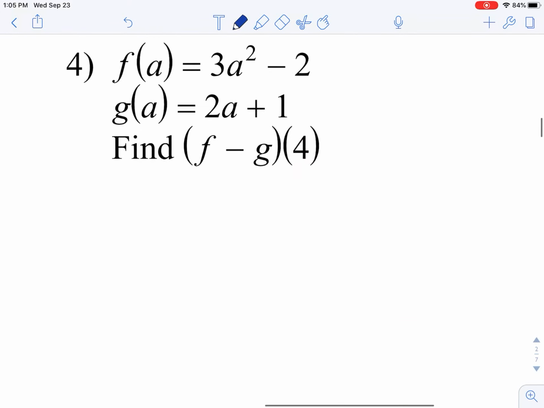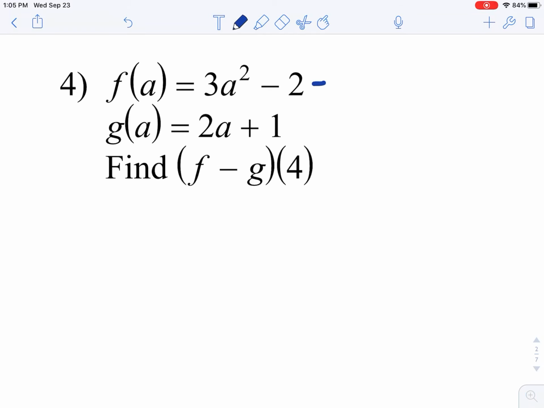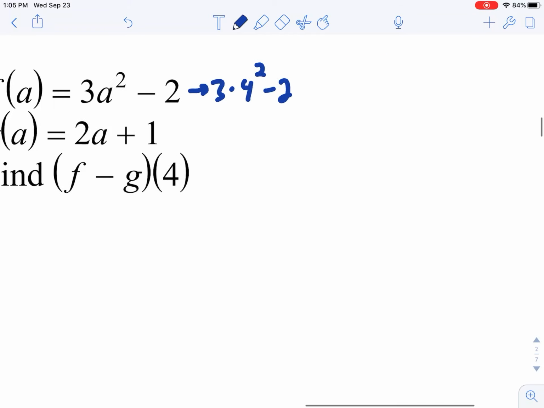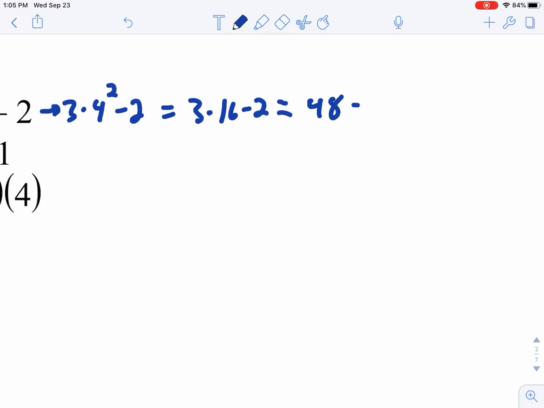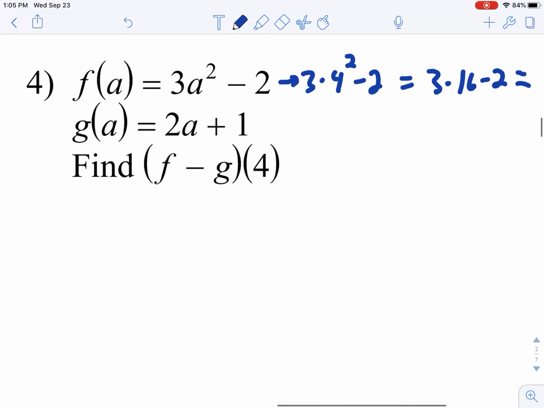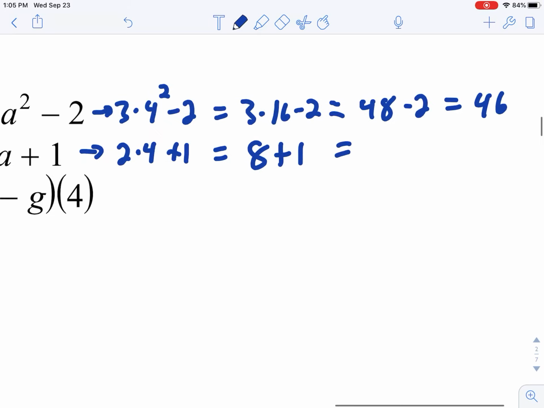So f minus g of 4. I'm going to plug in a 4 right here. 3 times 4 squared minus 2, which is 3 times 16 minus 2, which is 48 minus 2, 46. And then g of 4, so plug in a 4 here. 2 times 4 plus 1. 4 times 2 is 8 plus 1, which is 9.